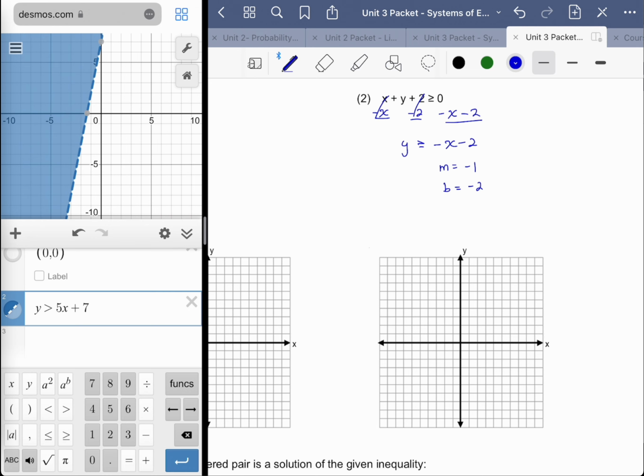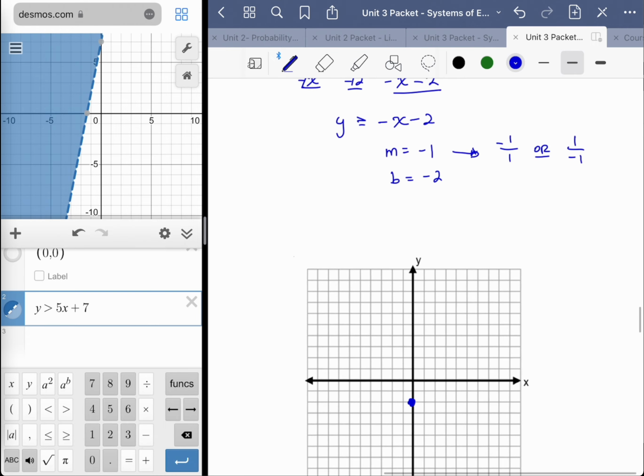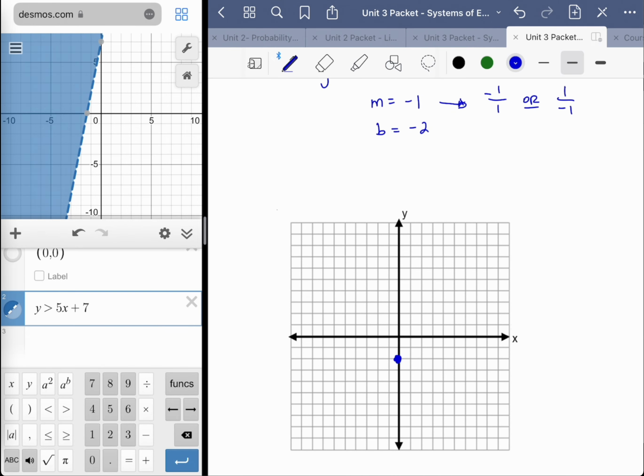So -1 as the slope, that's great. That could be translated to -1 over +1 or 1 over -1. But the y-intercept is where we want to start our graph. That's 2 units below the x-axis. All right. So my slope, if I go with the first fraction, that's down 1, right 1.